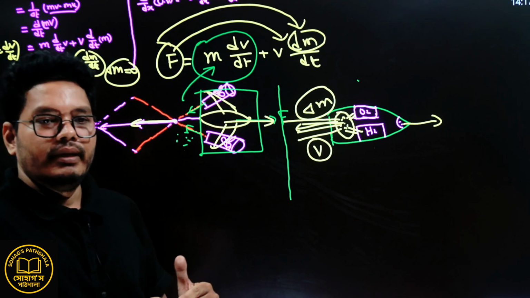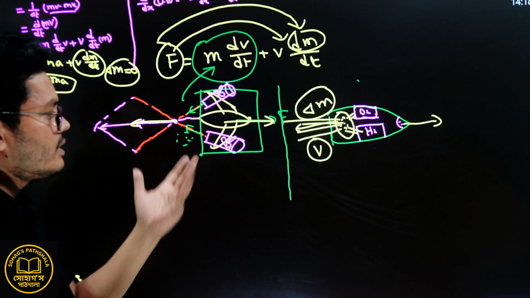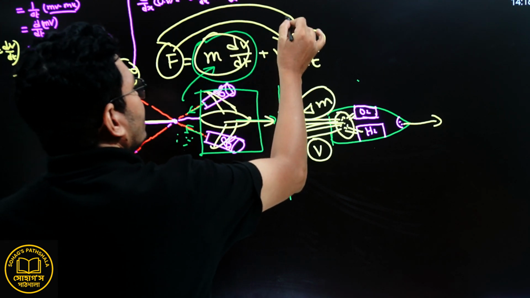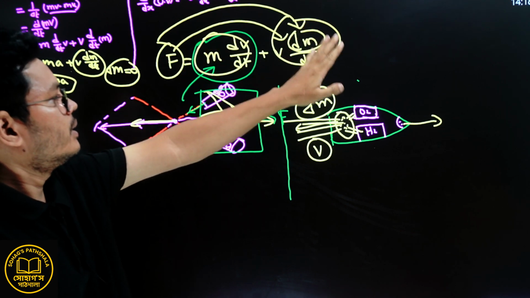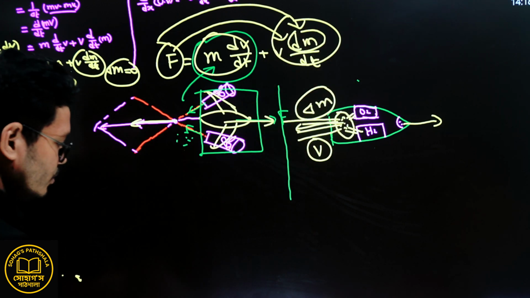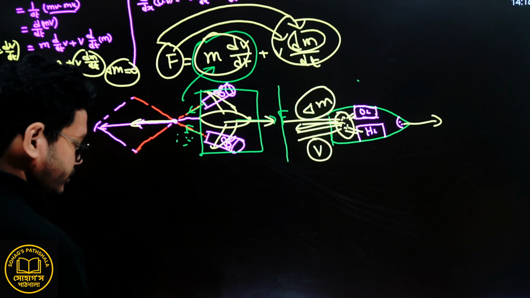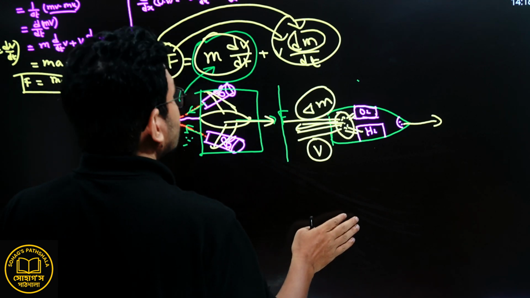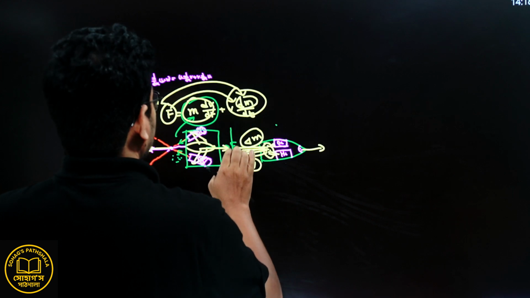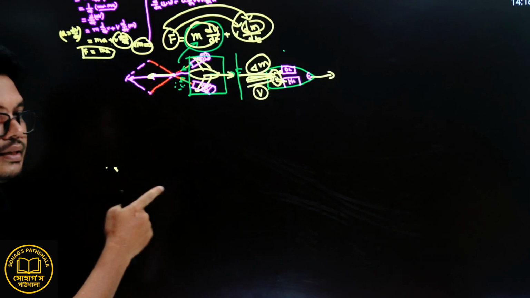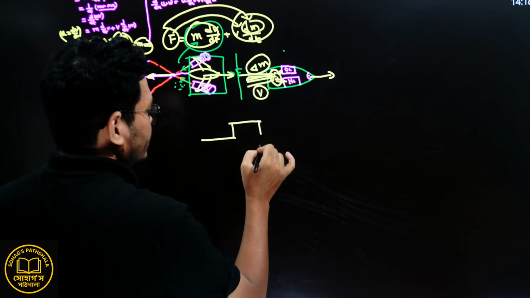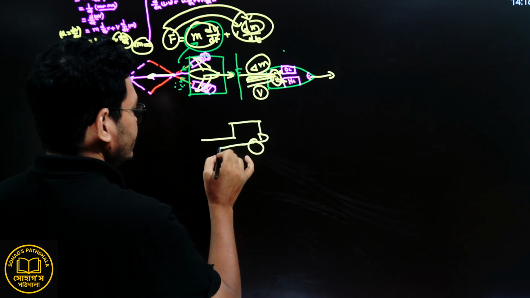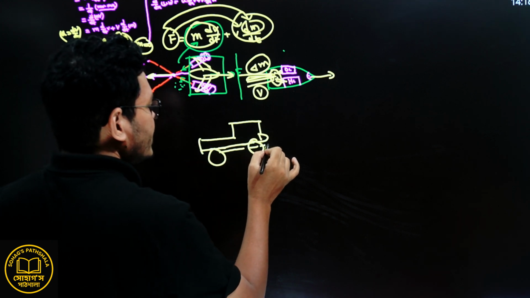How can we explain a case where both things are happening, like both of the equations are coming into play, m dv by dt plus v dm by dt, both are in use? Think about a situation. For example, okay, let me put it a bit smaller here. I hope you can see this. Now let's say a truck is moving, and it carries sand or water.